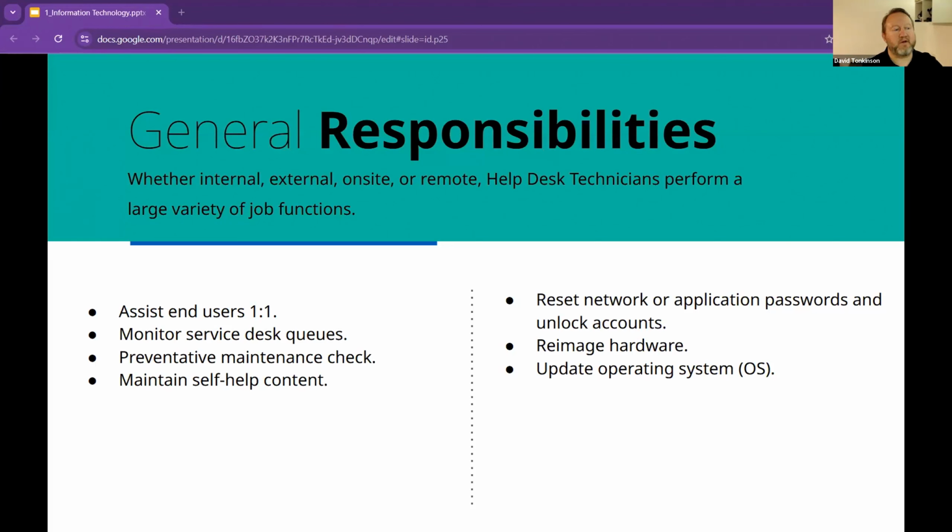Some things you're likely to be doing in there are things such as resetting network or application passwords, unlocking accounts if someone's managed to lock their account, and re-imaging hardware. Much as we love the hardware we run on, whether you run on a Mac or a PC, every now and again you would just go, let's re-image the hardware. Let's get rid of anything that could be causing problems and just blow it away and put a new system on.